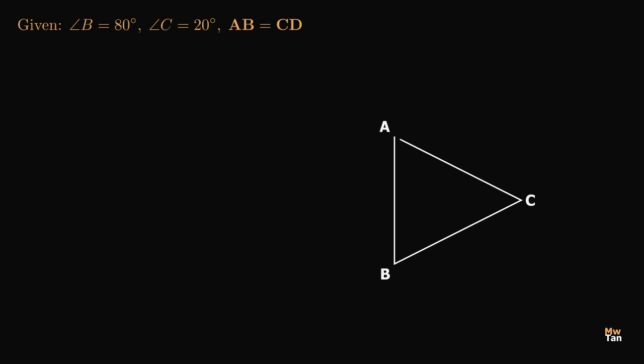Triangle ABC. Angle B is 80 degrees. Angle C is 20 degrees. Point D sits on side AC, and here's the twist, chosen so that AB equals CD.